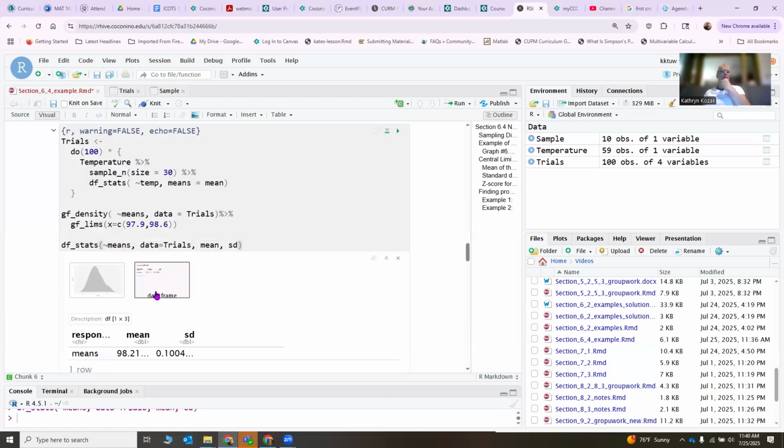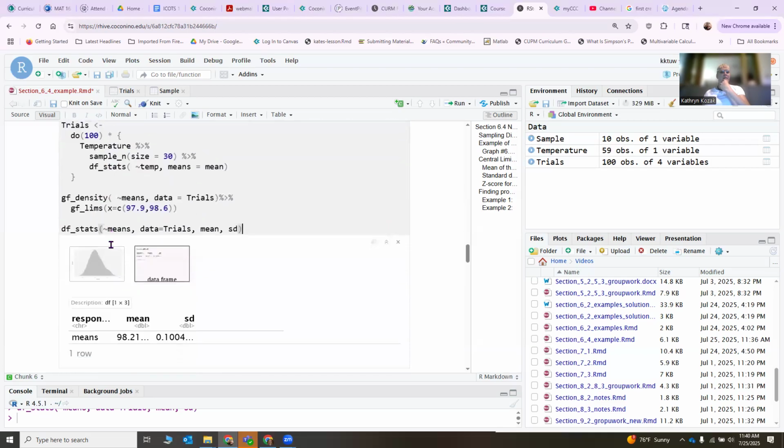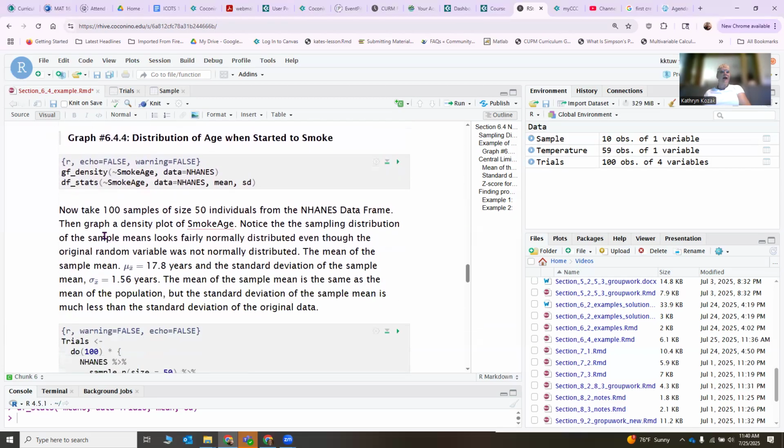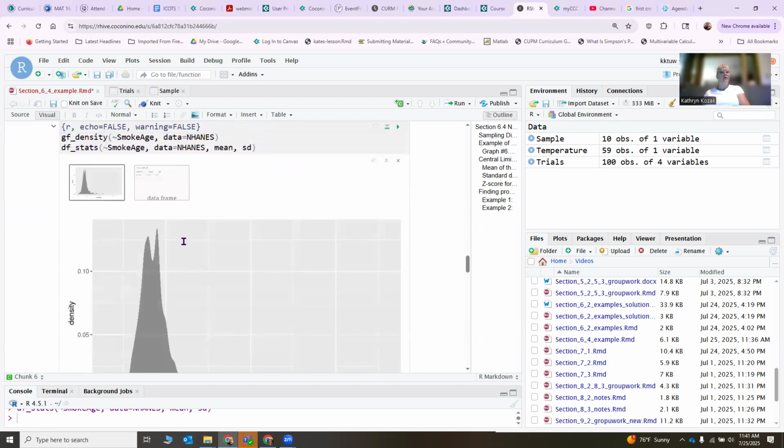So now let's do another example of this kind of same idea. We're going to run the same thing again, but for a different variable. This is actually from the NHANES data set. It's the smoke age, the age that somebody actually started to smoke. And we're going to again look at what that distribution looks like at the start.